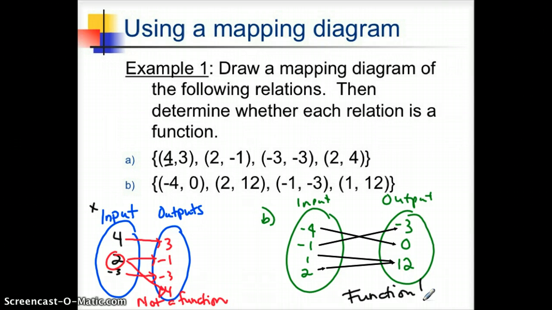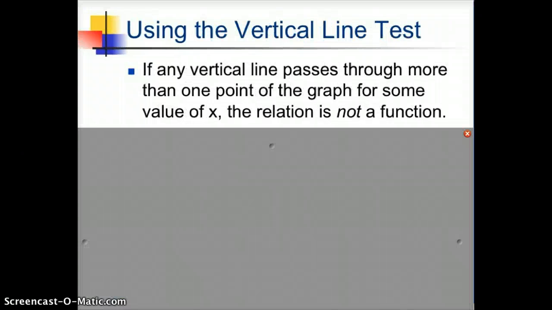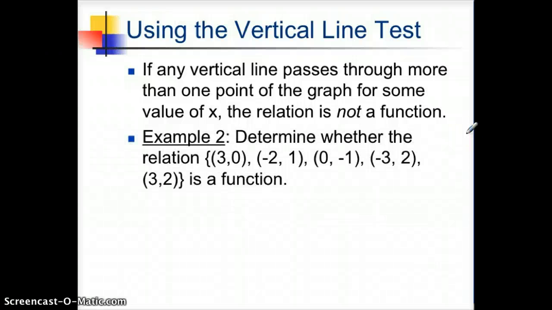I sometimes get confused about what a function is when I'm doing this method, so I really like this next thing called the vertical line test. The vertical line test says that if any vertical line, so remember that's up and down, passes through more than one point of the graph for some value of x, the relation is not a function. So I'll show you what that means here.